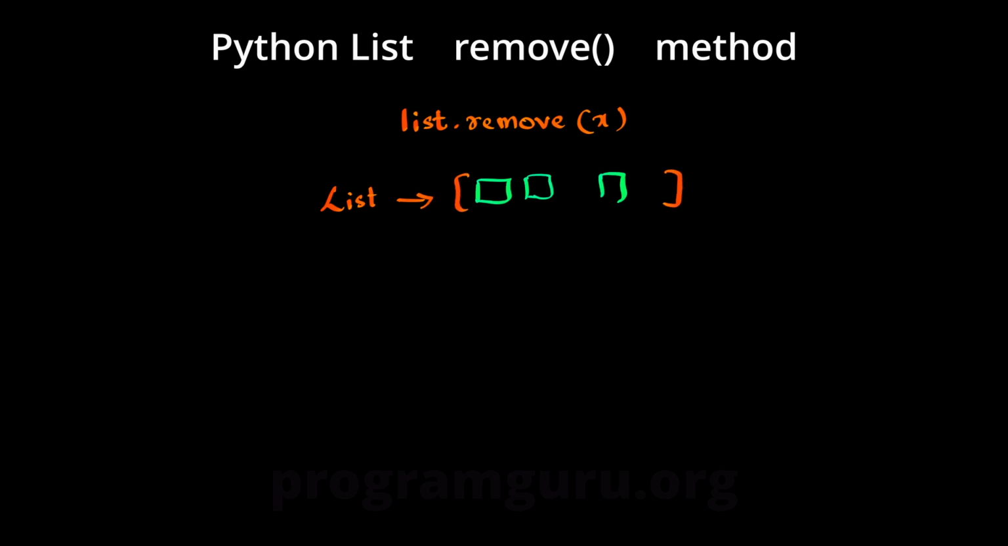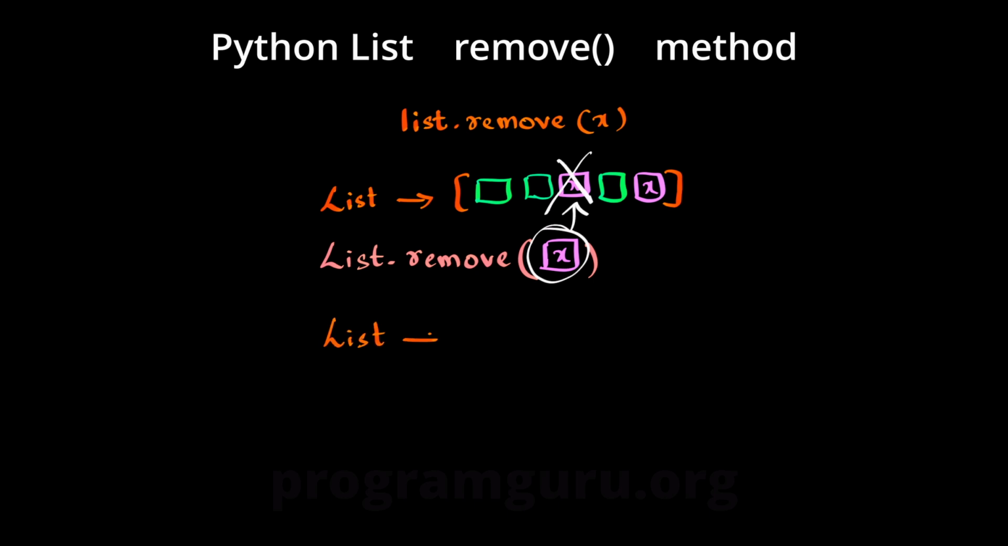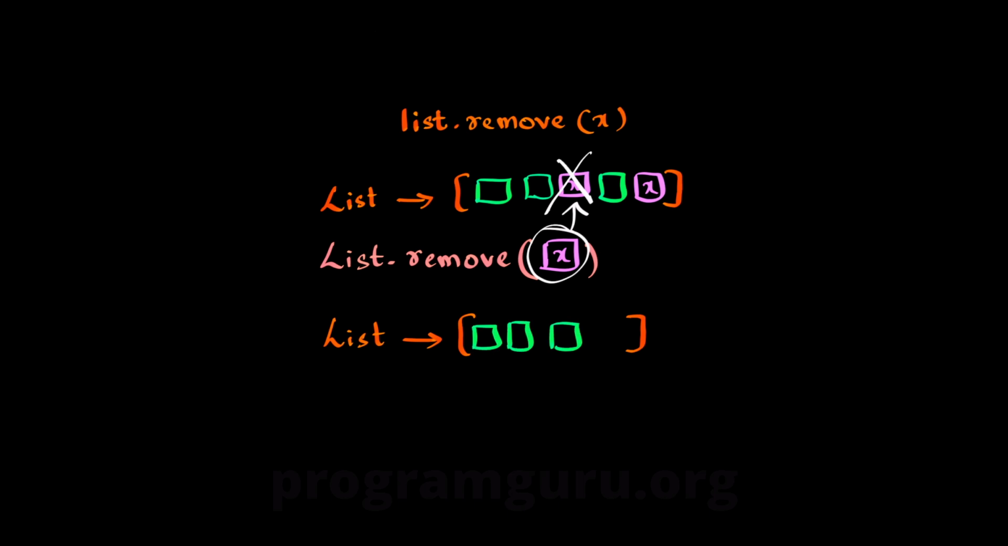Consider a list of items where the item of interest is at 2 positions in the list. When we call remove method on this list and pass x as the argument, then the method finds the item in the list whose value is equal to x and removes that item. It modifies the original list. The items after the removed item are shifted to the left by 1 position. This operation reduces the length of the list by 1.